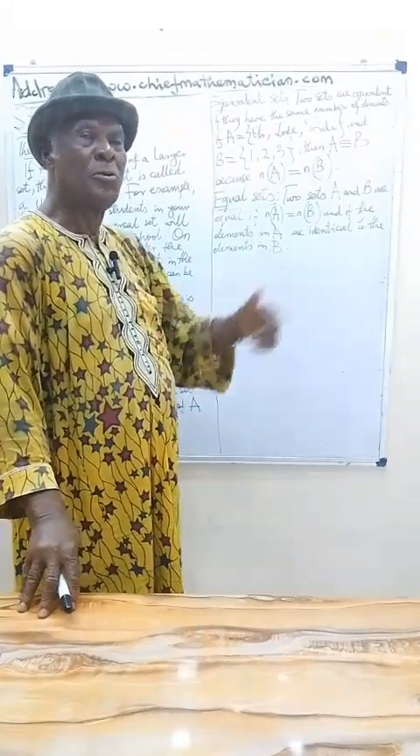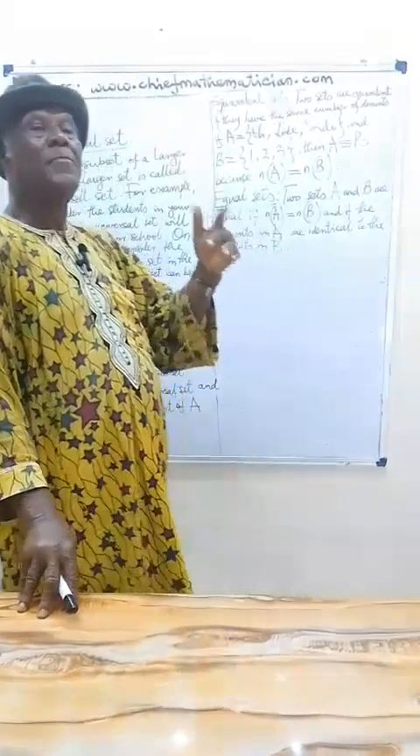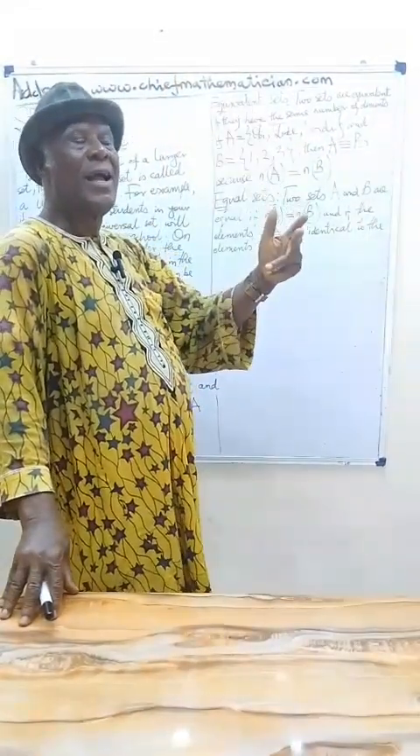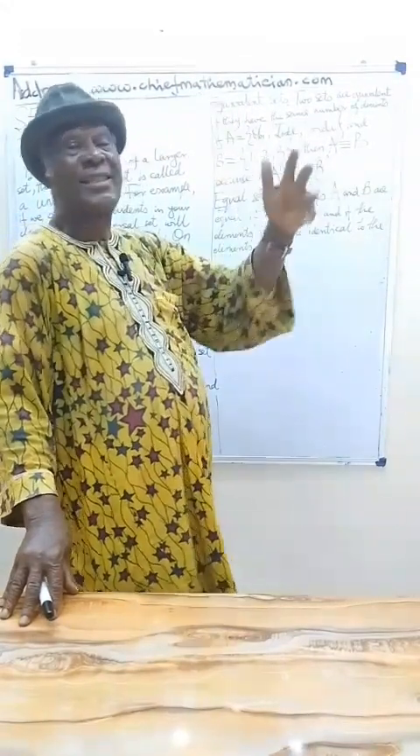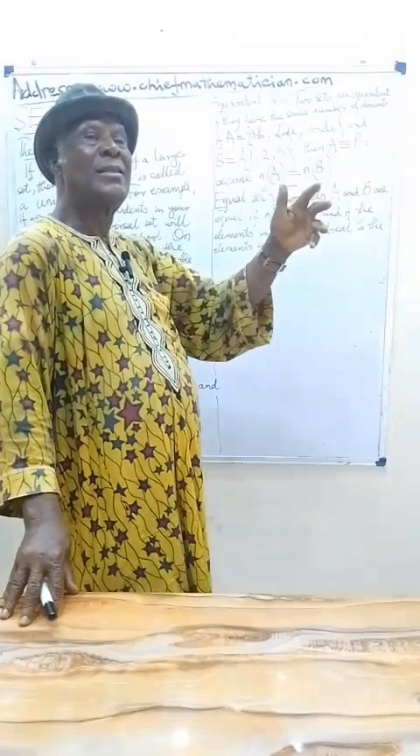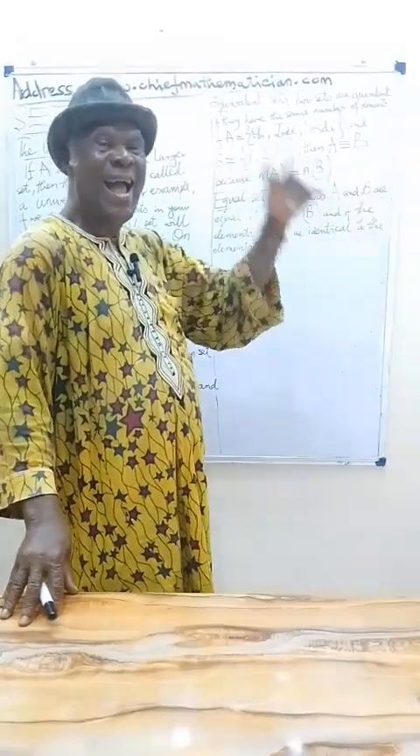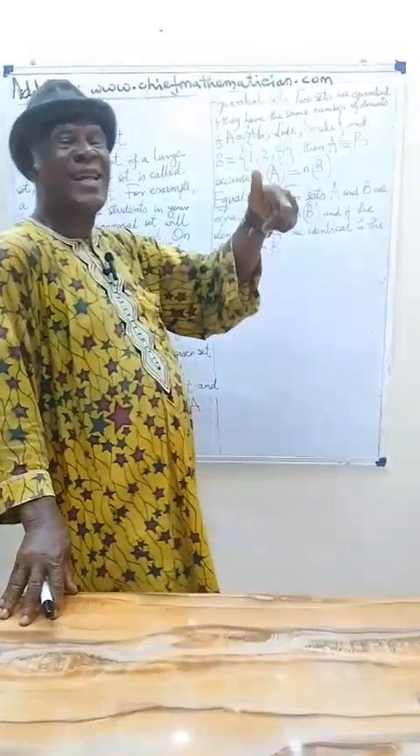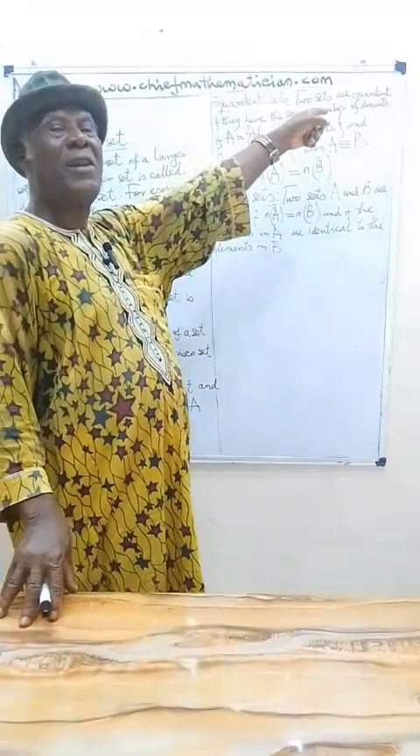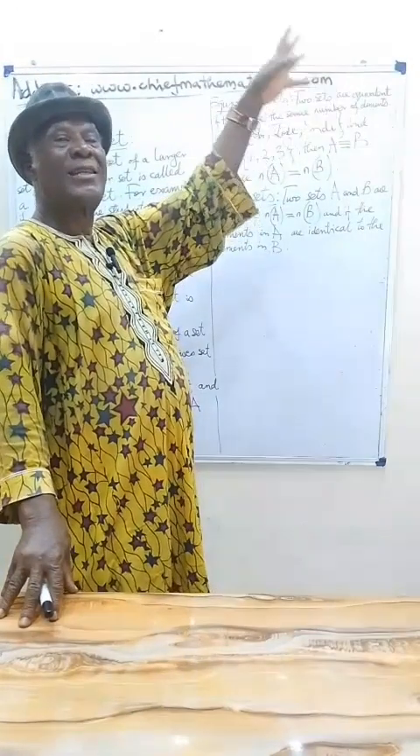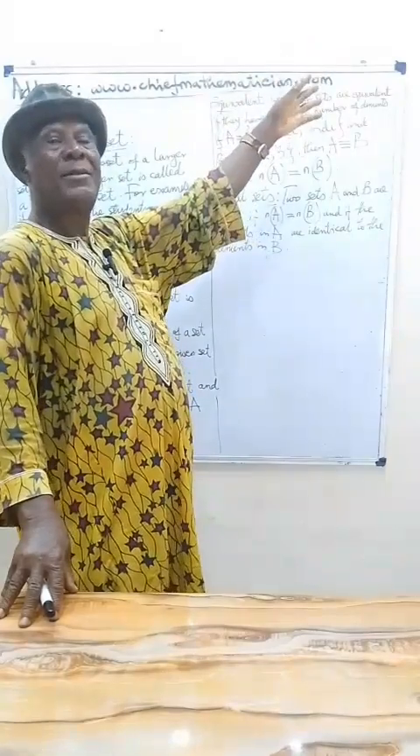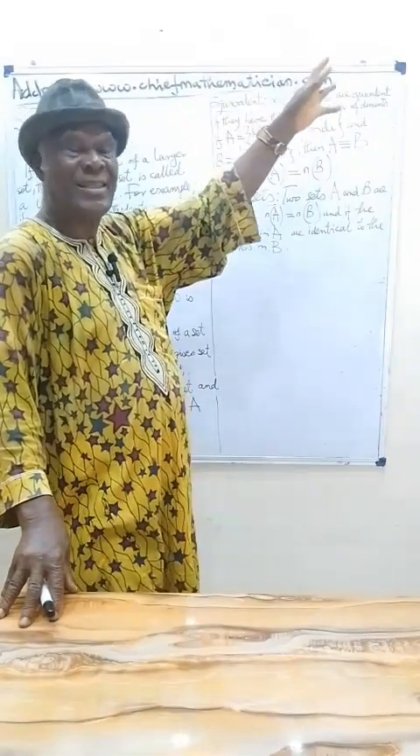What you have in the two sets must be identical before you consider whether they contain the same number of elements. The two sets must contain the same number of elements and identical elements before you can say that they are equal. Unlike in the case of equivalent sets, once they contain the same number of elements, whether they are identical or not, they can be described as being equivalent.